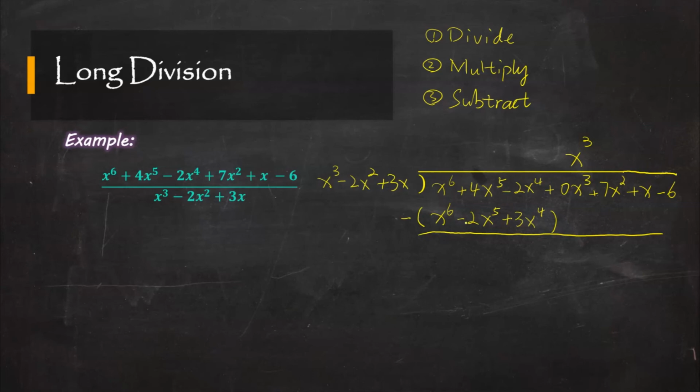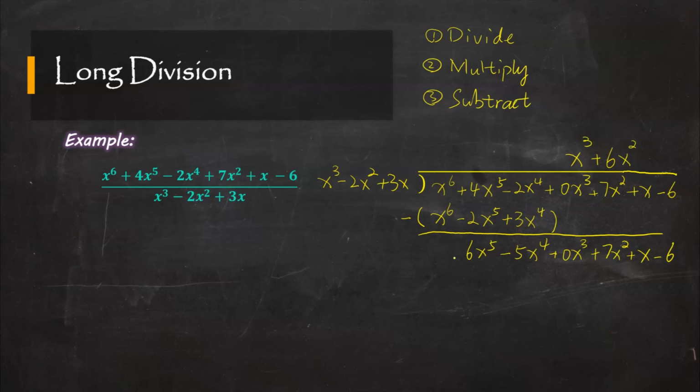This is going to be 0. This is going to be 4 plus 2, which is 6x to the 5th, minus 3, so it's minus 5x to the 4th. And then we copy down the rest, which is 0x cubed plus 7x squared plus x minus 6. And then we go back to the first step, divide. So now we have x to the power of 5 divided by power of 3. We have a 6. Here would be x squared.